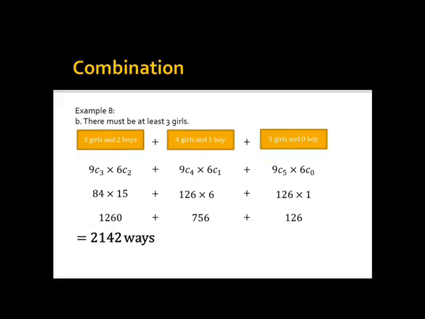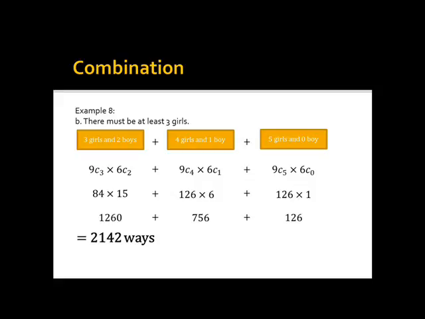Example 8B. In a school club with 6 boys and 9 girls, in how many ways can a committee of 5 be formed if there must be at least 3 girls? So in this problem, we are looking for the number of ways we can select a committee of 5 with at least 3 girls. So we can have 3 girls and 2 boys, a committee with 4 girls and 1 boy, and a committee with 5 girls and no boy.